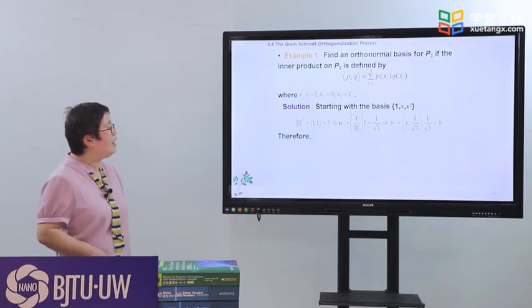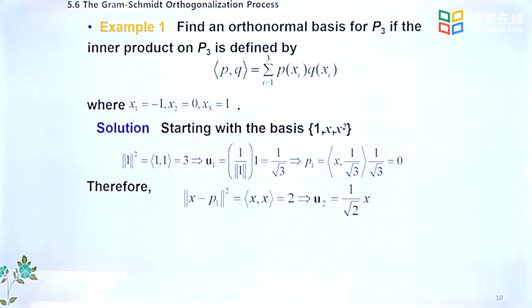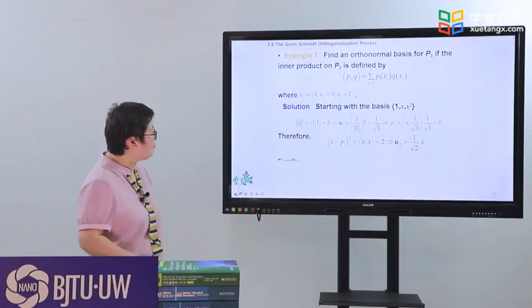Right? And therefore, the length of x minus P1, power 2, equals the inner product of x and x, and it equals 2, right? So u2 equals this vector x minus P1, minus 0, right? So it's just x divided by its length, square root 2.